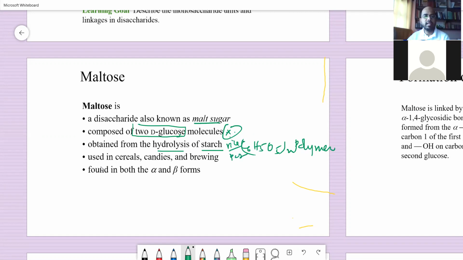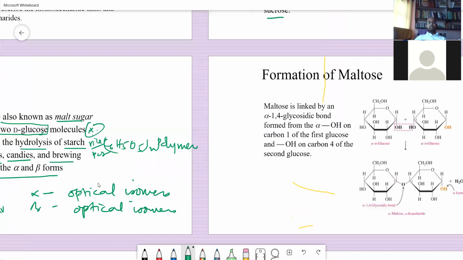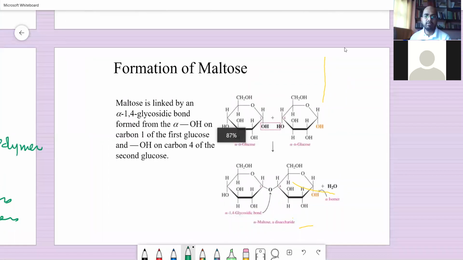It is used in cereals, candies, and brewing, found with both alpha and beta form. Remember, alpha and beta forms are optical isomers, because they rotate the plane polarized light towards left or right. If it is rotated to the right, it is called dextrose. If it is rotated to the left, it is called levulose. We have already seen it. So this is another important factor you have to remember.